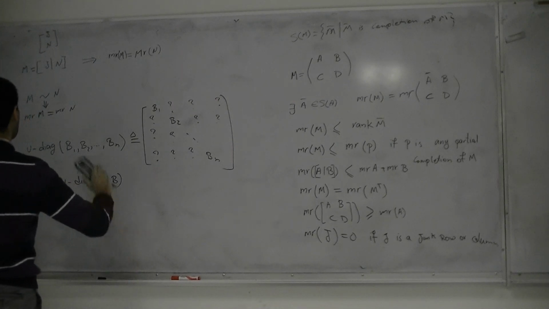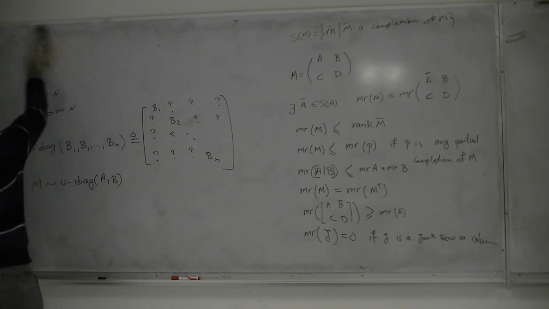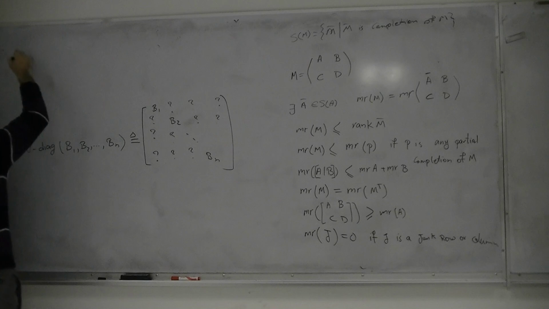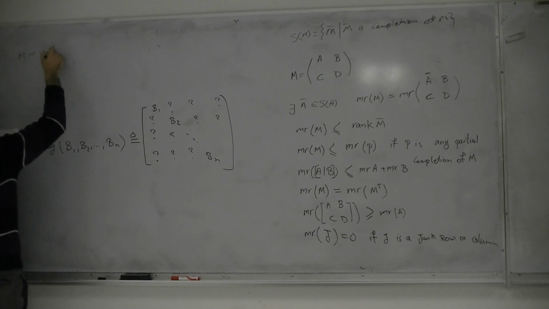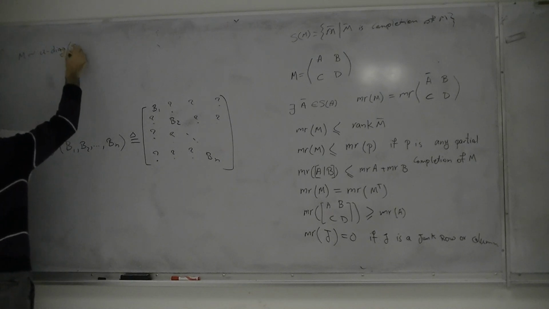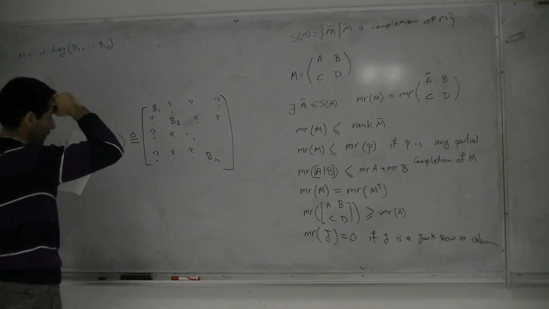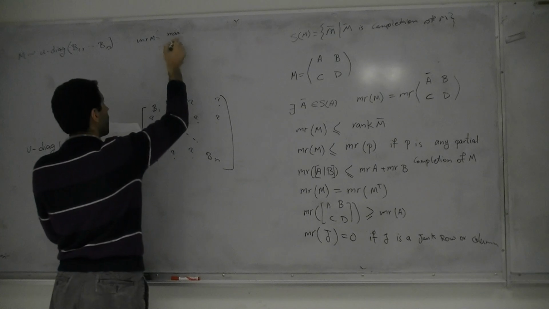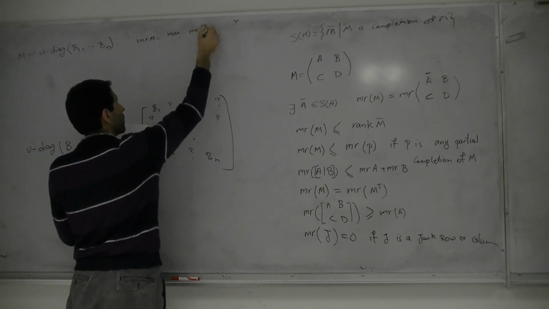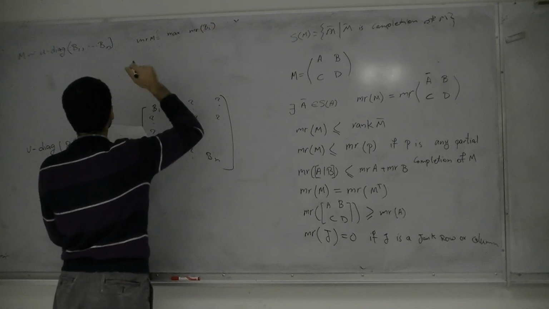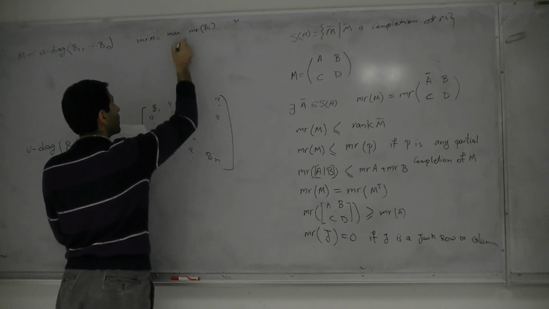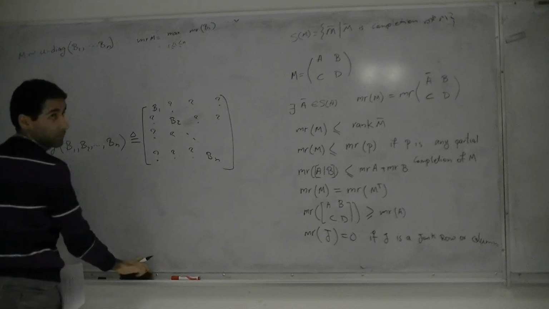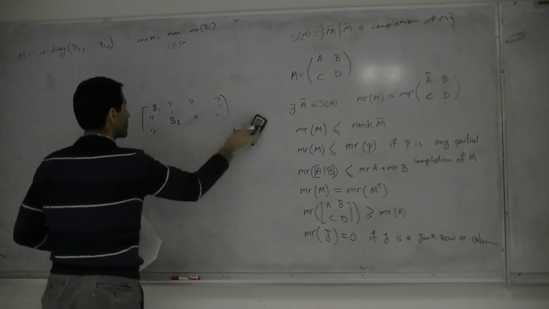And there is a theorem that says if M is equivalent to the unknown diagonal of the matrices B1 to Bn, the minimum rank of M is equal to the maximum of the minimum rank of each element in this matrix, with i between 1 and n. And there is a proof for that.